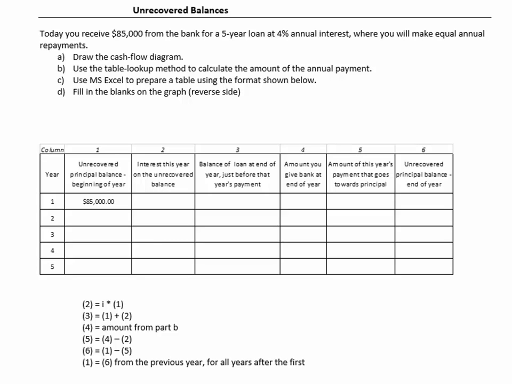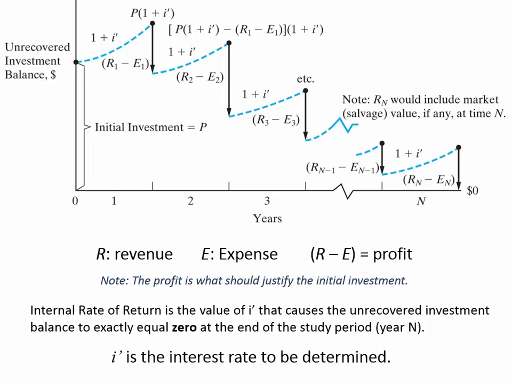Does everyone have a copy of the handout for today's in-class exercise? The revenue isn't negative because it reduces your unrecovered investment balance. Remember that this is the unrecovered investment balance. So another way you can think about it is it's the money you haven't got back yet. So if this vertical axis is the money you didn't get back yet, anytime you receive money, then it's going to be reducing the amount that you didn't get back yet.